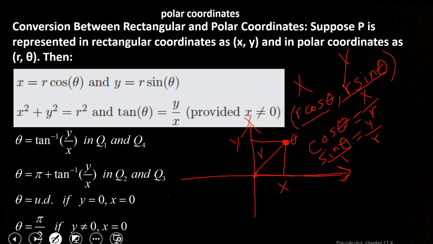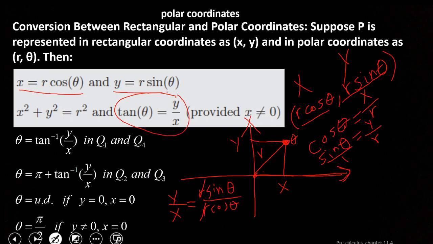Now if you divide y by x, you get r sine theta divided by r cosine theta. The r goes away, and sine over cosine is tangent. So that means tangent theta is y over x. x is r cosine theta, y is r sine theta, and we know from previous chapters that r squared is x squared plus y squared. So those formulas relate the polar to rectangular.